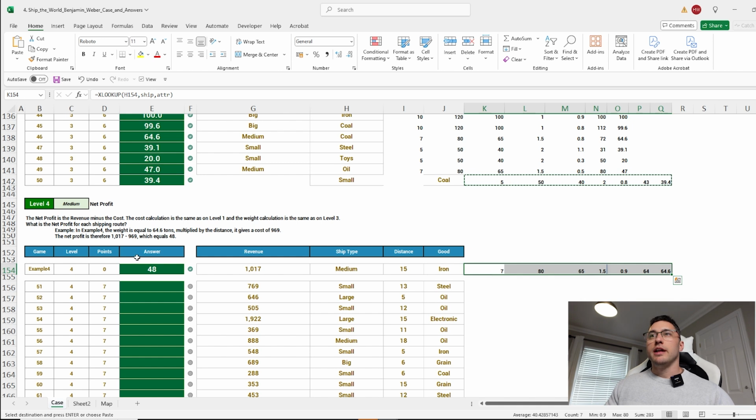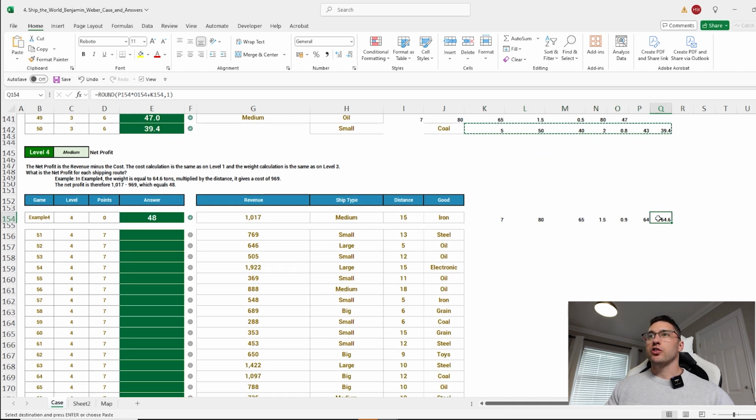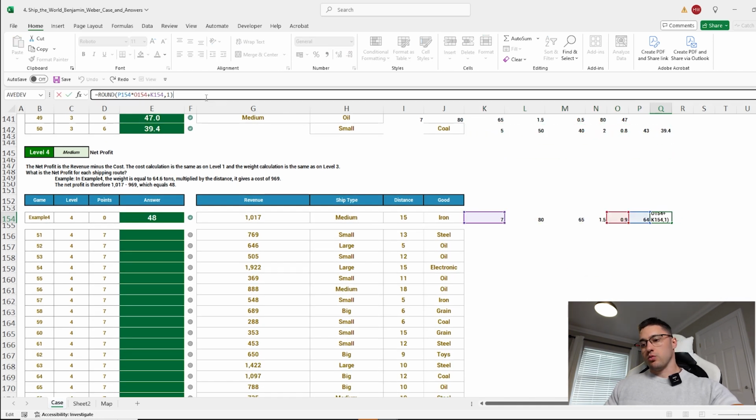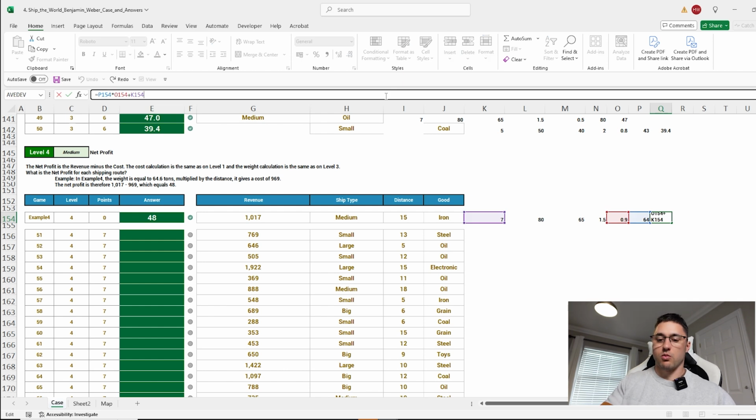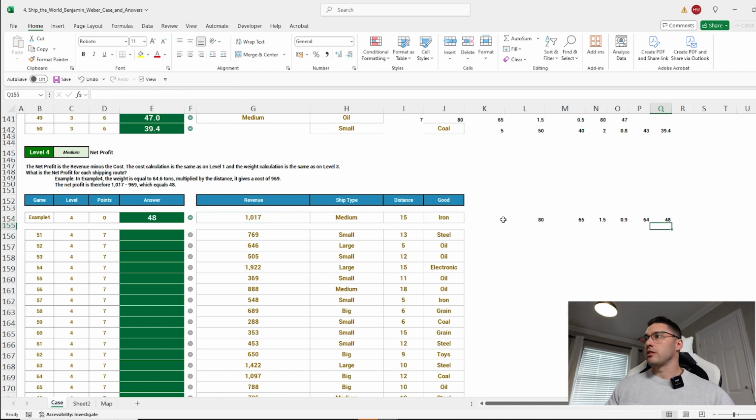And what's this? Now we just want to know the net profit. So we have the cost. This one we don't want to round for some reason, so let's move our rounding out. And that's our cost. We've got the distance, so we know that the cost is just the weight times the distance. And for this one we want profit, so we want to do the revenue number minus all of that stuff. So that's our answer, 48.